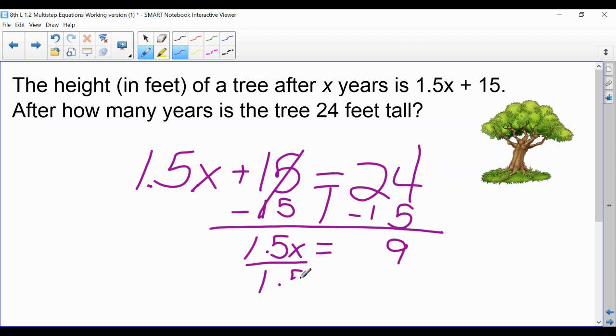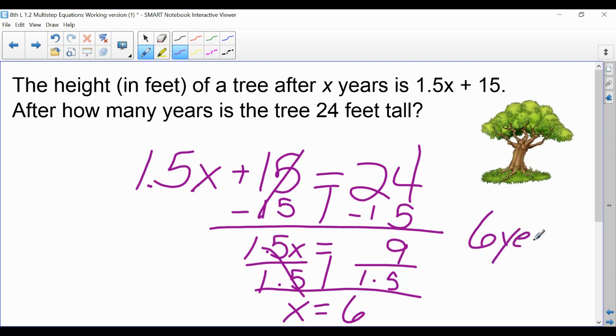Divide both sides by 1.5. They will cancel out on that side. And 9 divided by 1.5 is 6. So it took 6 years for the tree to grow 24 feet tall. So let's take a look at one more.